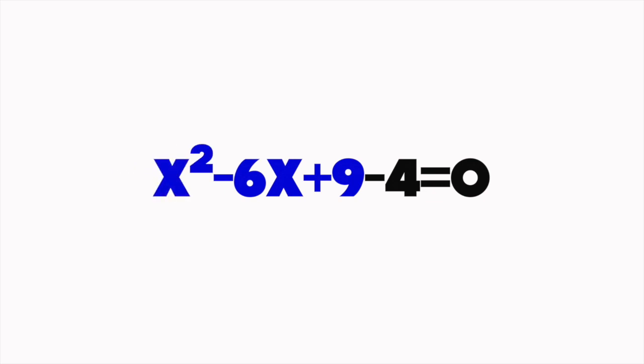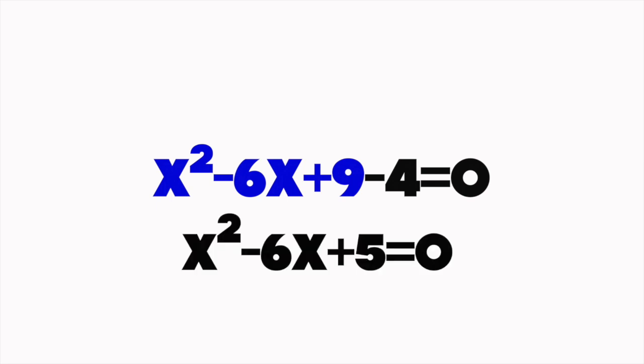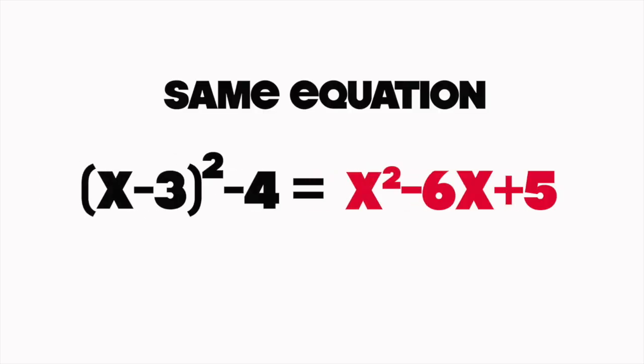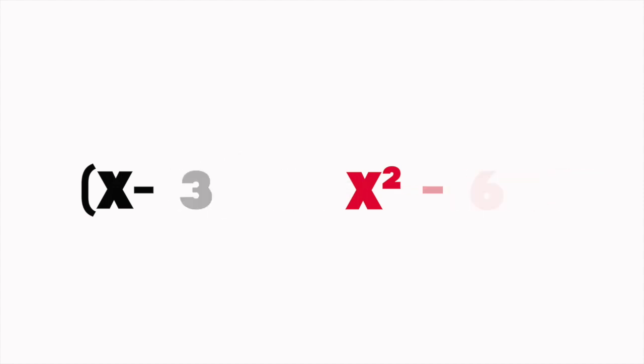Now this minus 4 is just the original minus 4 brought down. When we combine this, we can combine the plus 9 and the minus 4, and we get x squared minus 6x plus 5. But here's the thing. How do I go backwards now? Well, let's compare those two equations because they are the same, right? Remember, (x minus 3) quantity squared minus 4 is equal to x squared minus 6x plus 5.